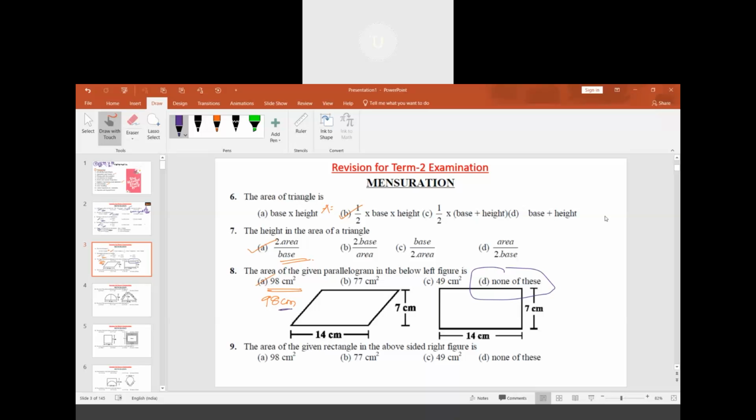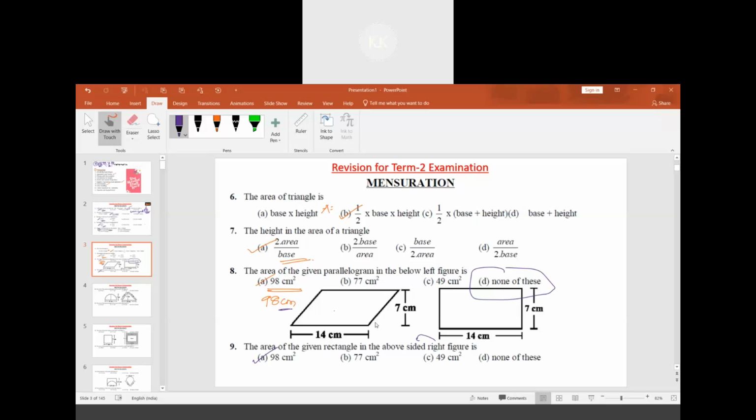Coming to the next question, question number 9. The area of the given rectangle in the right figure is base into height, 98 centimeter square. If you observe these two figures, their areas are the same. Their perimeter is not necessarily the same.